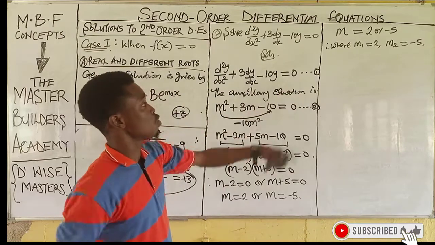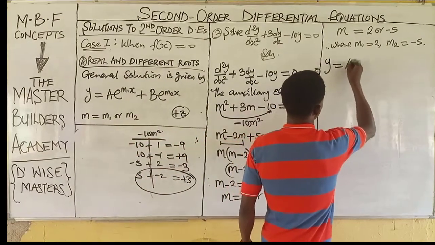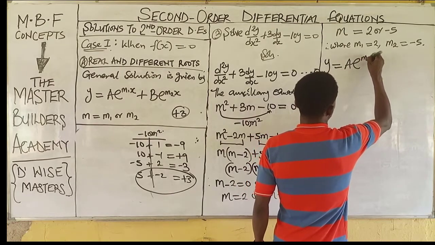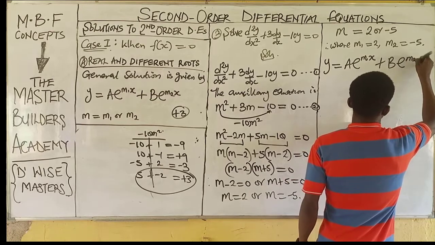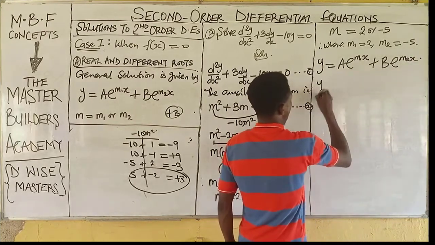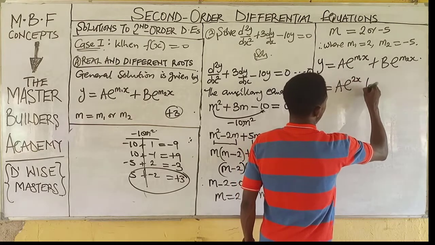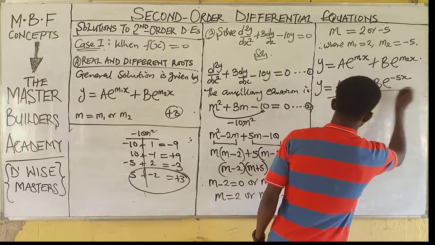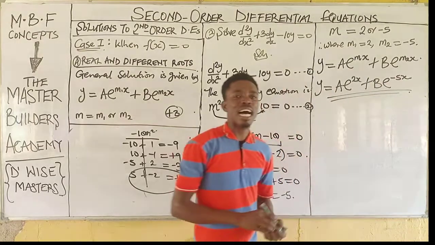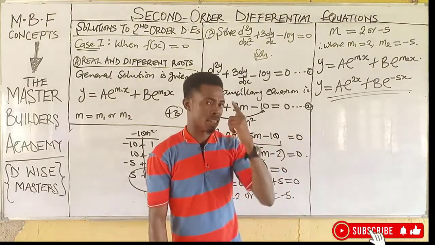So if this is understood, what else? Just recall the general solution, which is y equals A e to the m1 x plus B e to the m2 x. And y automatically becomes A e to the 2x plus B e to the minus 5x. This is the answer to this very question. Guys, it is very simple.